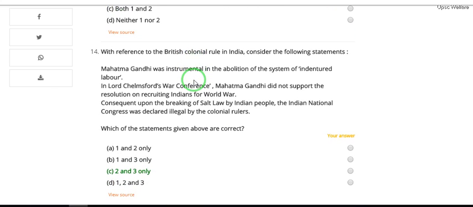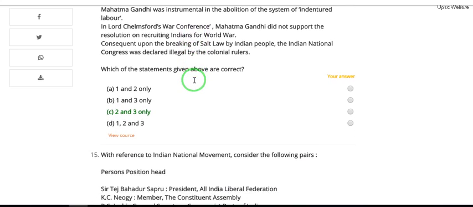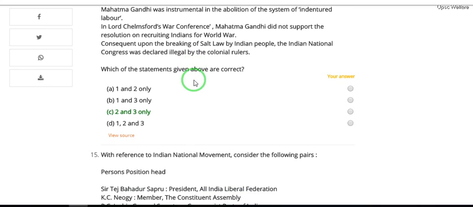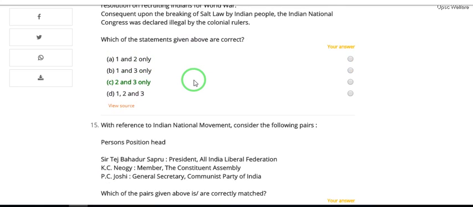With reference to British colonial rule in India, we have to consider. Gandhi was instrumental in the abolition of the system of indentured labor. It's going to be absolutely wrong. But the second one, we see, of course, Gandhiji protested and also didn't support the resolution on recruiting Indians for World War. So it's going to be correct. And the second and third options, if we see, then of course, as a consequence of breaking the salt law by Indian people, the Indian National Congress was declared illegal by the colonial ruler. So 2 and 3 are going to be correct here, my dear.